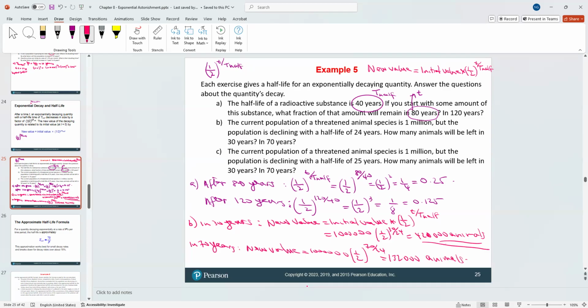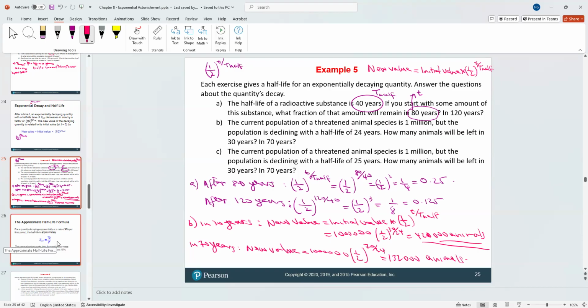So we said the current population of a threatened animal species is 1 million, but the population is declining with a half-life of 24 years. How many animals would be left? After 70 years, you go from 1 million to only 134,000. So that's definitely declining very quickly. In less than 100 years, there will be no more of this species in that area. So it's very important to verify that.